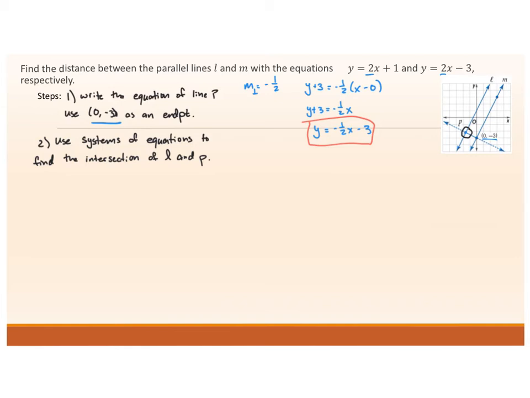Now, line L, to remind you guys, line L is this one right here. So L is y is equal to 2x plus 1, and then P is y is equal to -1/2 x minus 3. Now neither one of those are really going to stack up nicely like the last problem did, so I'm just going to use substitution and set these 2 equations equal to each other since they're both equal to y. So now I have 2x plus 1 is equal to -1/2 x minus 3.